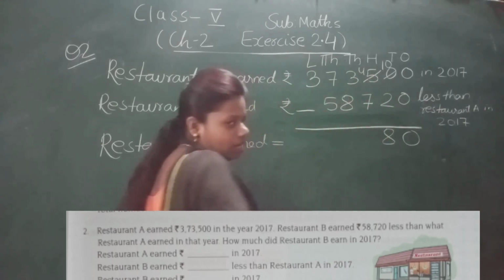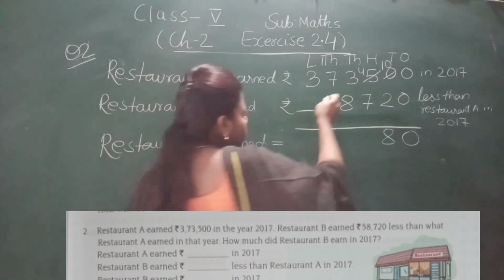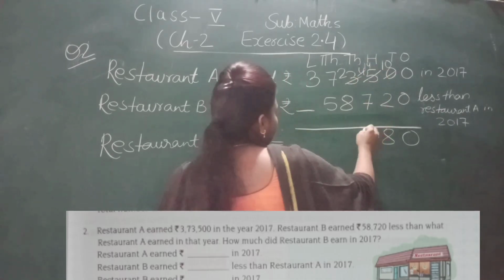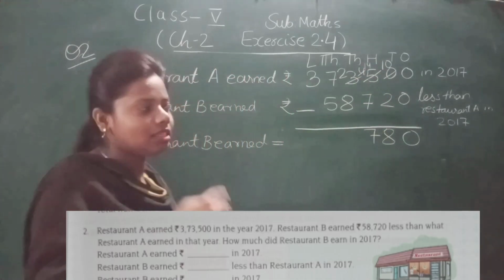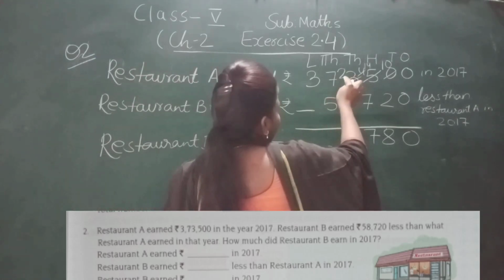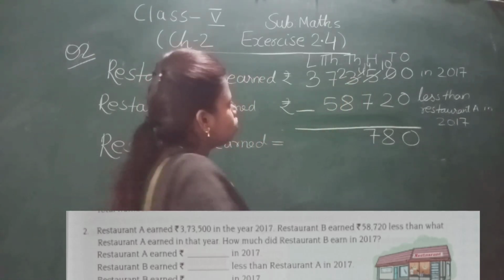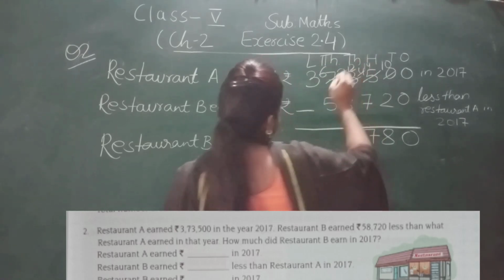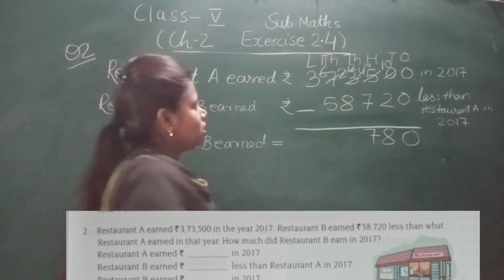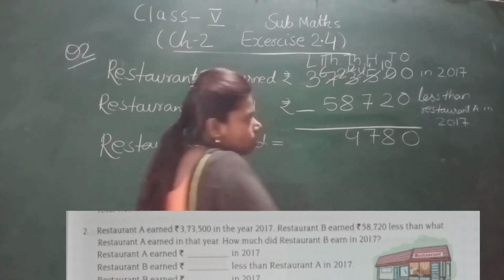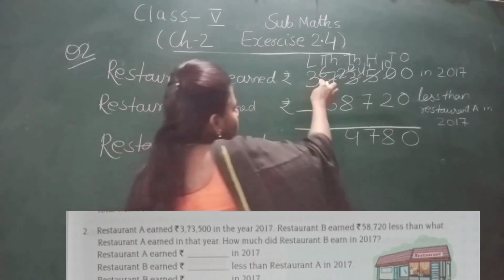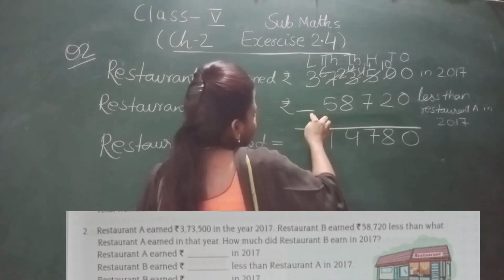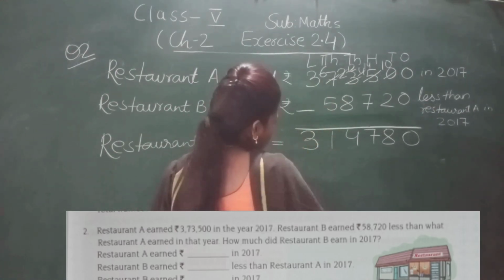From 4 we cannot subtract 7. So this 4 will take borrowing from this 3. 3 will become 2 and 4 will become 14. So 14 minus 7 is 7. Okay. Now from 2 we cannot subtract 8. So this 2 will take borrowing from this 7. 7 will become 6 and this 2 will become 12. So 12 minus 8 is 4. Now 6 minus 5 is 1. And this is 3 and here nothing is given, so it will be 3 only.